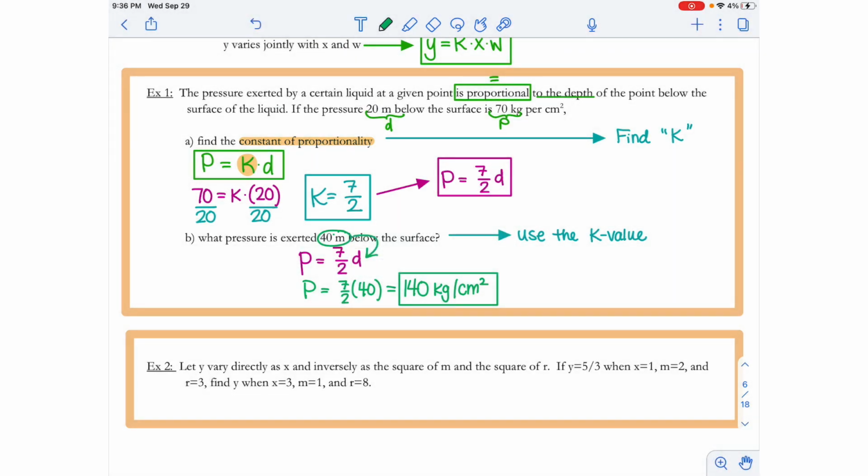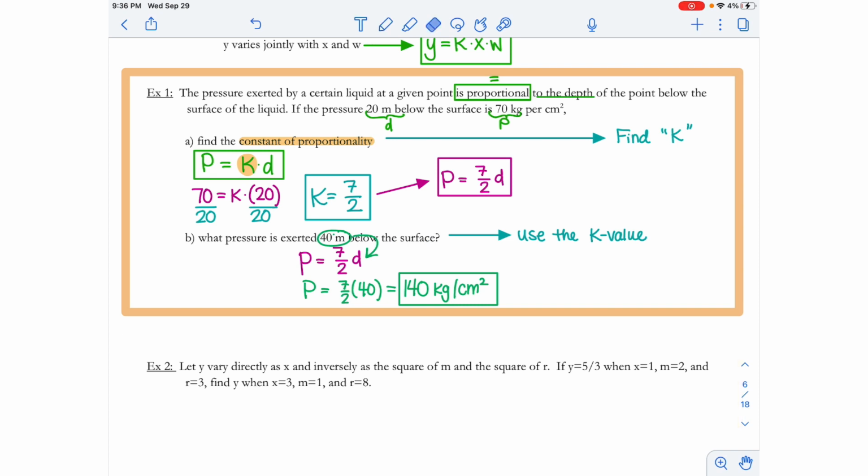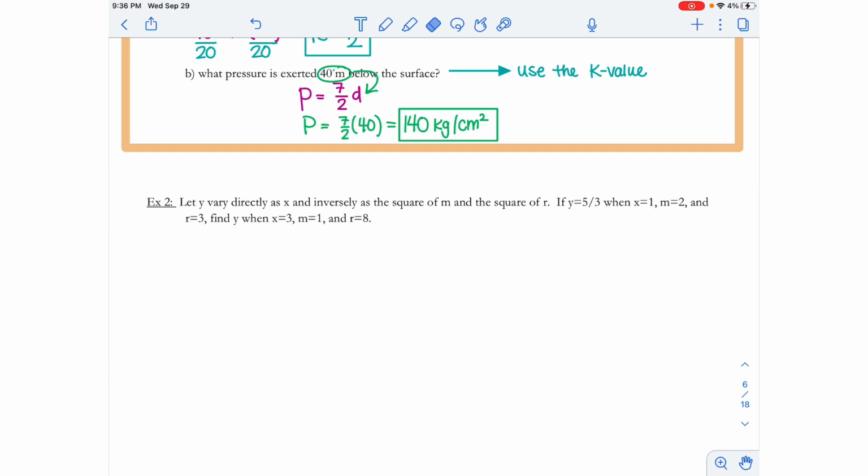All right, so we are now going to move on to example 2. This is a little bit more straightforward. I like these problems where it sounds confusing, but it's actually easy. These are my favorite. It says, let y vary directly as x and inversely as the square of m and the square of r. Okay, that sounds confusing, I know. And then it gives you a bunch of numbers. If y equals 5/3 when x is 1 and m is 2 and r is 3, find y when x is 3, m is 1, and r is 8. Sounds terrible. It's not that bad.